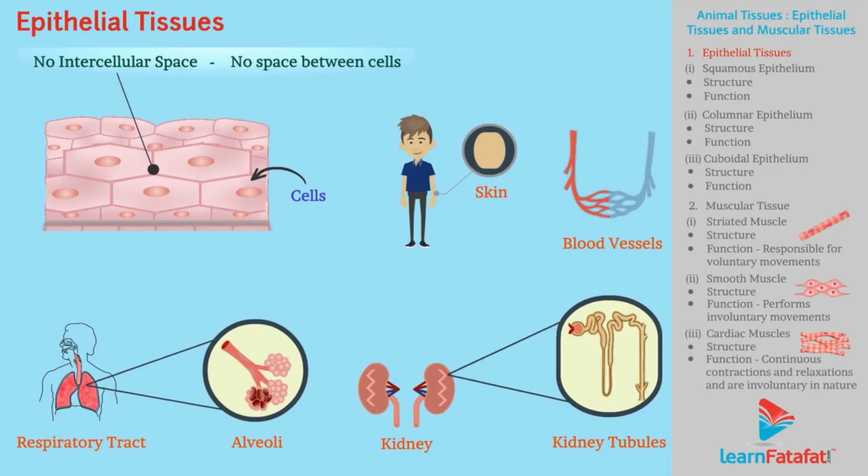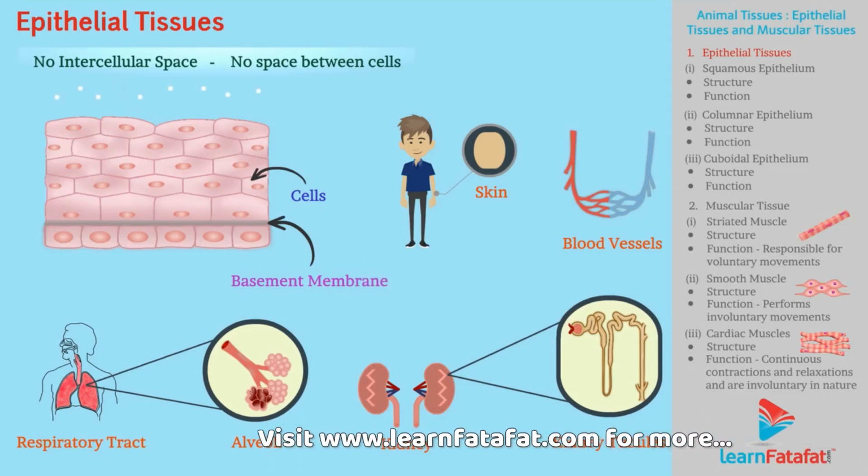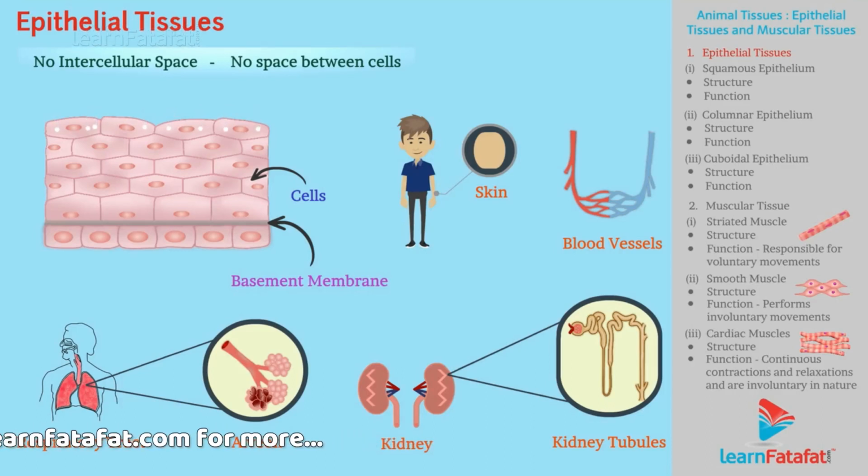They are separated from other tissues due to presence of basement membrane. Any material entering the body passes through at least one layer of epithelium. In this video, let's learn different forms of epithelial tissue.